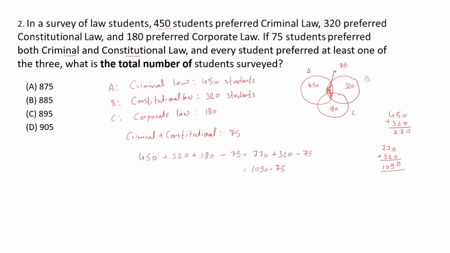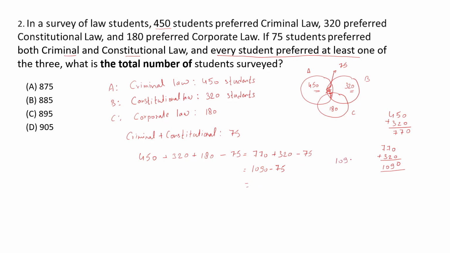We have already counted these 75 into these 450 and 320. So these 75 have been counted twice, with these students also, these students also. But here you can see that every student preferred at least one of the three. So you have to subtract 75 because that is not allowed. You cannot count any student twice.